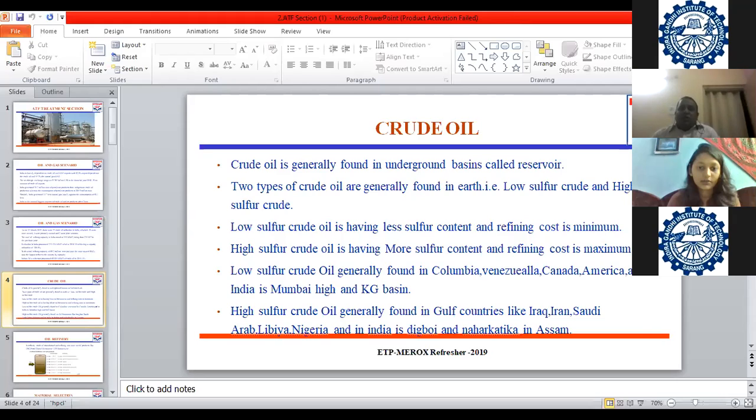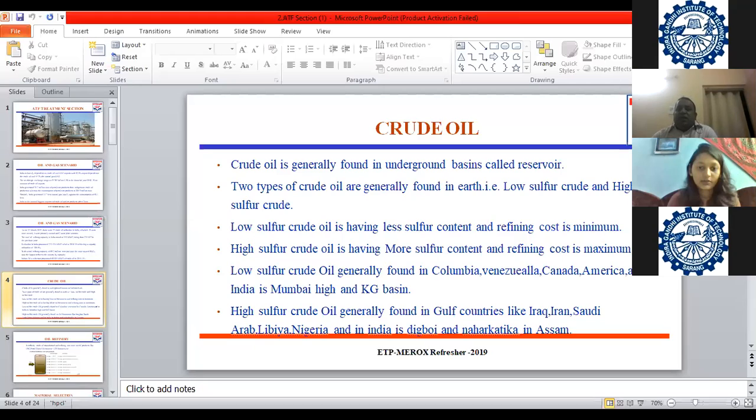Low sulfur crude oil is generally found in Colombia, Venezuela, Canada, and America. In India, low sulfur crude oil is generally found in Mumbai High and the KG basins. High sulfur crude oil is generally found in Gulf countries like Iraq, Iran, Saudi Arabia, Libya, Nigeria, and in India it is found in Digboi and Naharkatia in Assam.